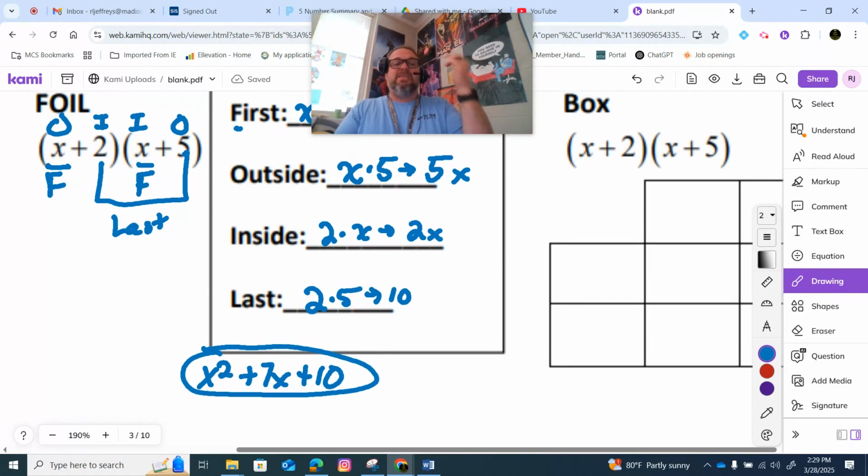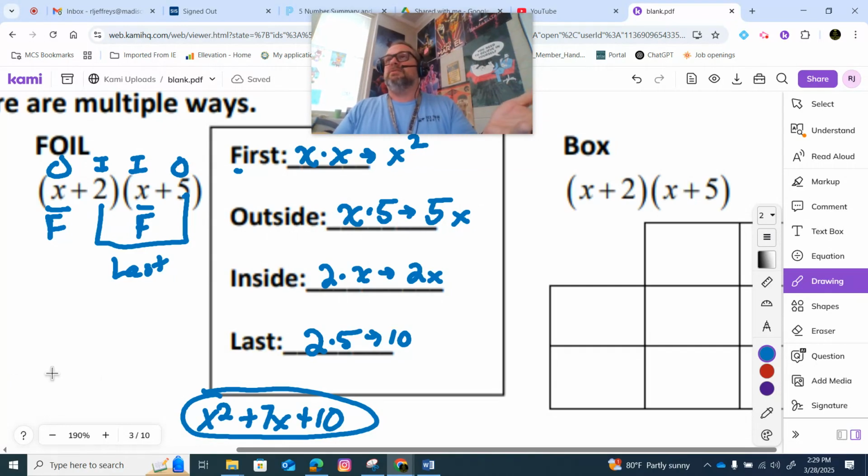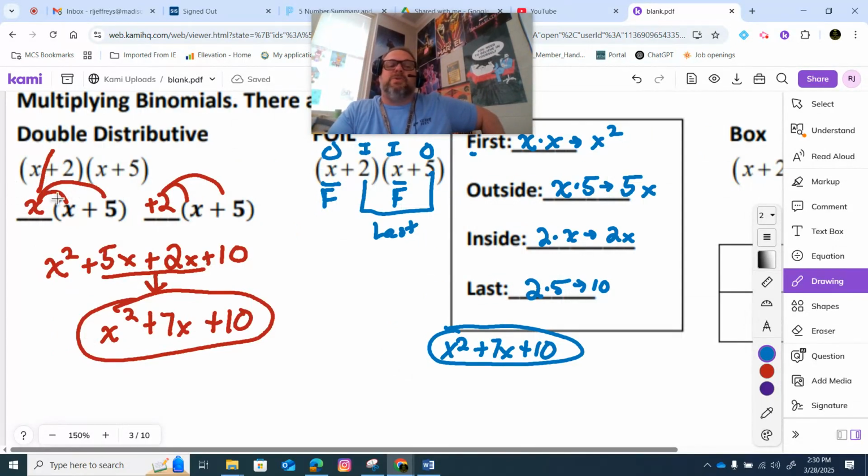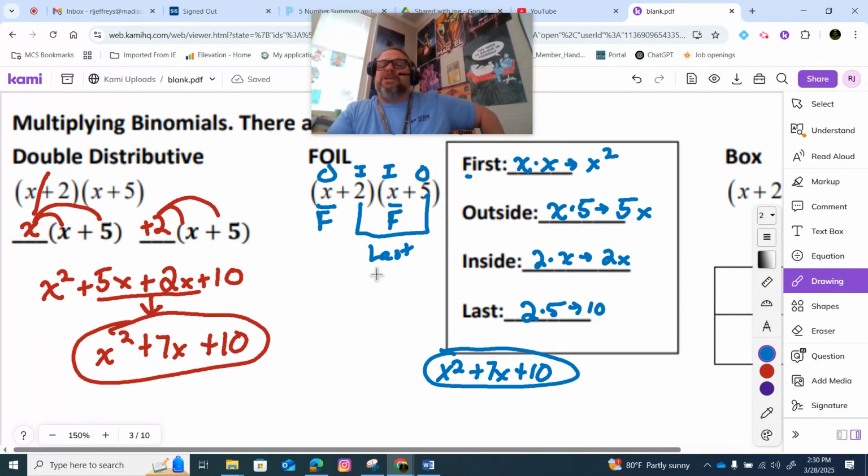Believe it or not, FOIL and double distributive are like cousins of each other. A lot of people feel that FOIL is more work because it's not as visual as double distributive. If you look at FOIL and double distributive side by side, it's literally the same steps, but with double distributive, you can actually control and see what you're doing better than you can with FOIL. With FOIL, you have to remember, okay, what's the inside? What does this look like?